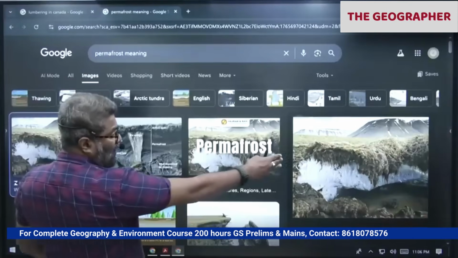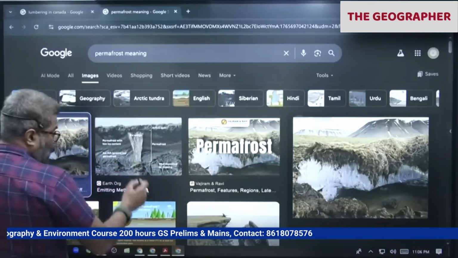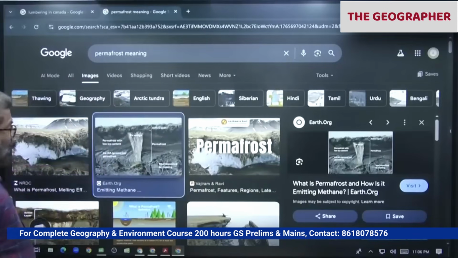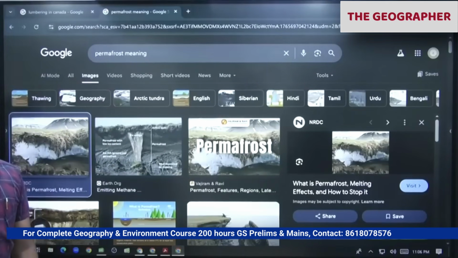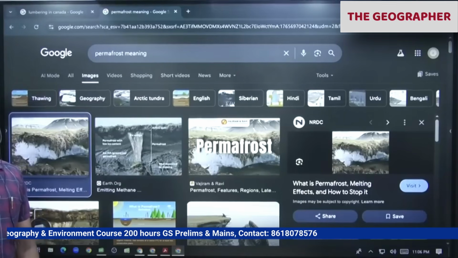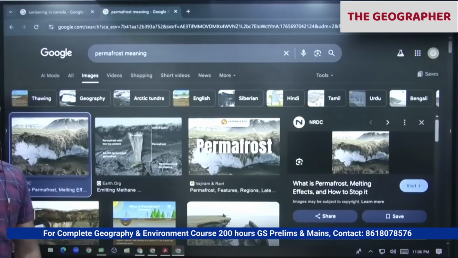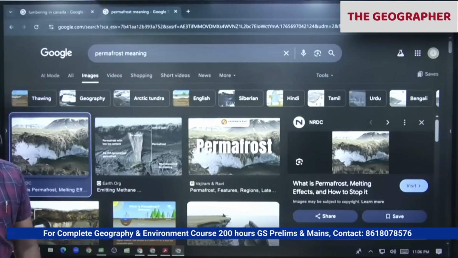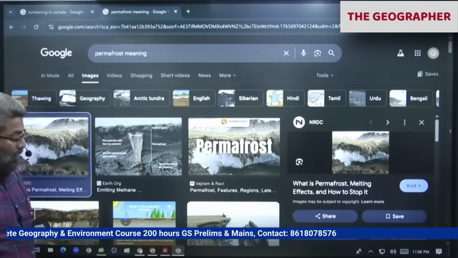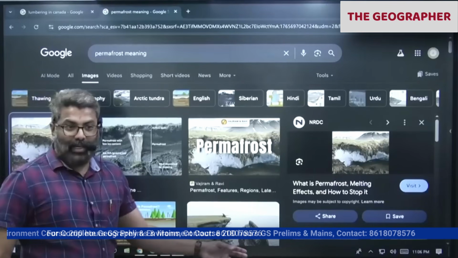This is the tundra region and all. This is how it looks. Normally mosquitoes are not there in Iceland, but now due to global warming, parts of Iceland are seeing mosquitoes now. A new mosquito population is emerging. That is not positive, right? That is kind of negative only, indirectly.